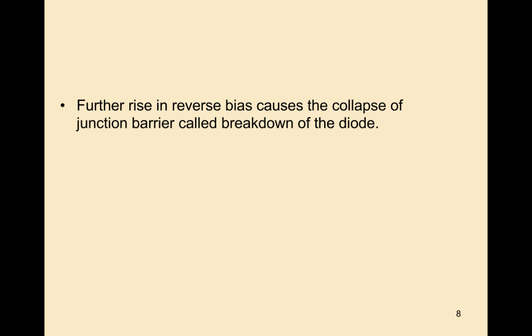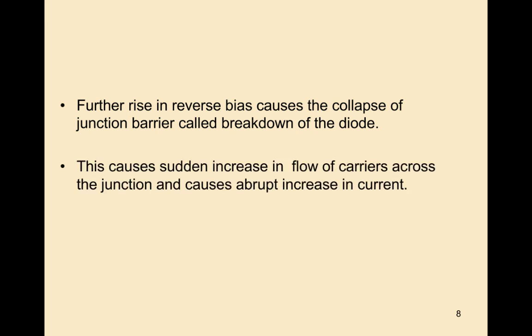Further rise in reverse bias: that means we are increasing the battery supply voltage. When we increase the battery supply voltage gradually, at some point the barrier at the junction will collapse and breakdown occurs in the diode. This causes a sudden increase in the flow of carriers across the junction and an abrupt increase in the current. When the diode breaks down, the maximum current will flow in the diode.